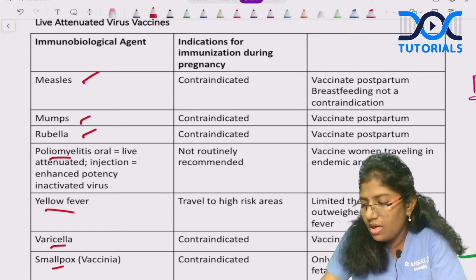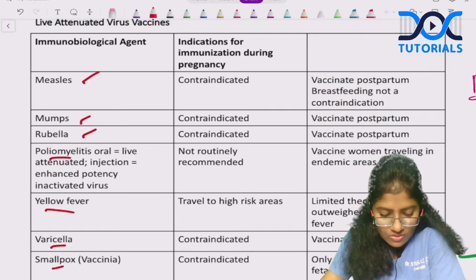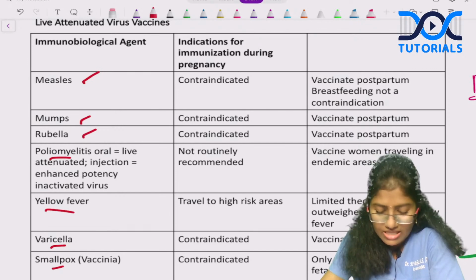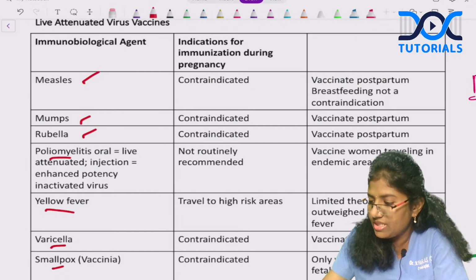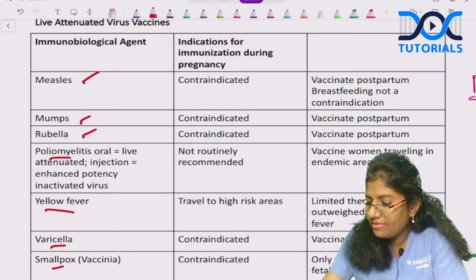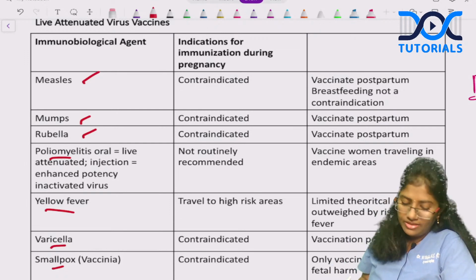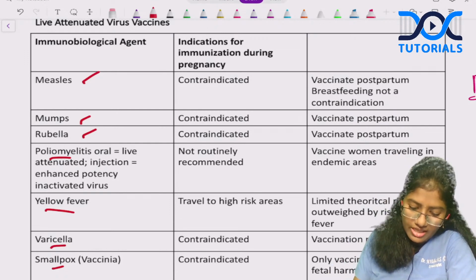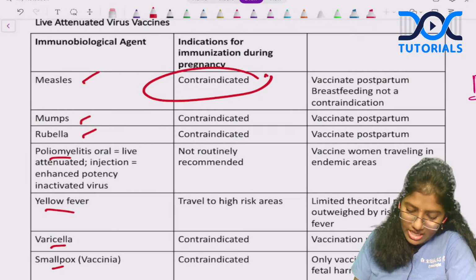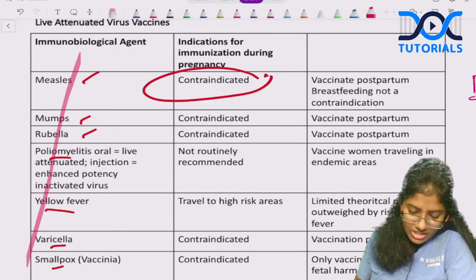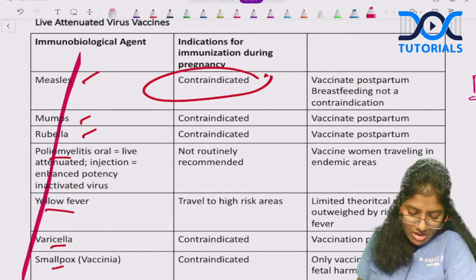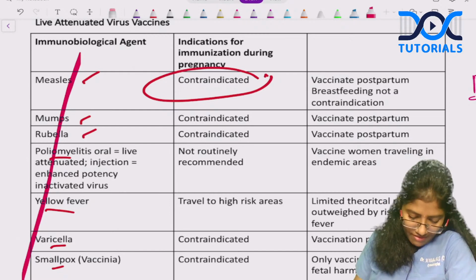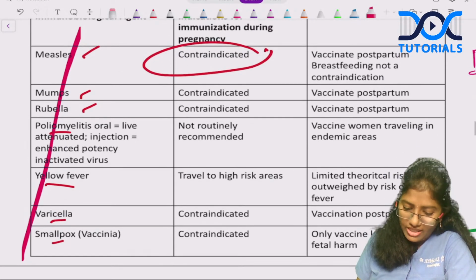Now, tell me all of you, can live attenuated vaccines be used during pregnancy? I think most of you know this answer. Live attenuated vaccines are contraindicated during pregnancy. All these vaccines should be avoided. So MMR vaccine, polio, yellow fever, varicella and smallpox vaccines are contraindicated during pregnancy.